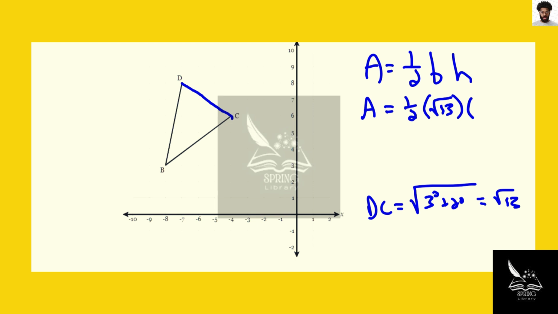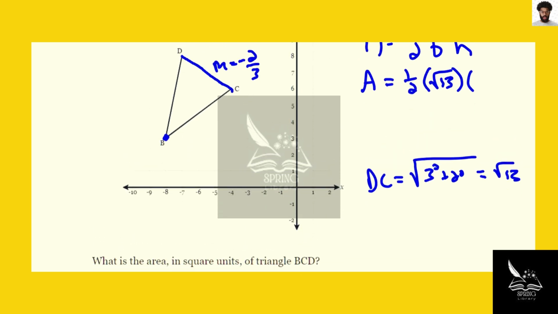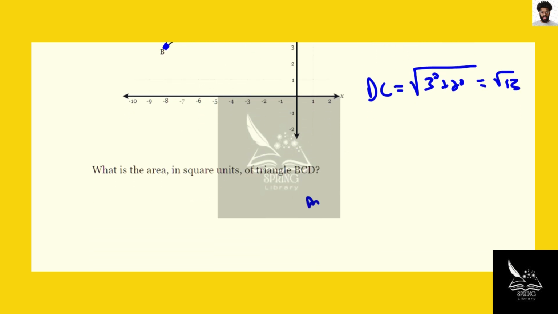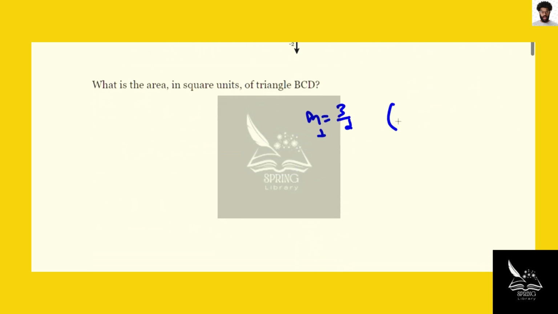This has a slope of -2/3. So through point B, which is at -8,3, we need to find an equation of a line that has a perpendicular slope, which would be +3/2. That's the perpendicular slope through the point -8,3. So y equals mx plus b. Y equals, the slope we want is 3/2 times the x coordinate plus b.